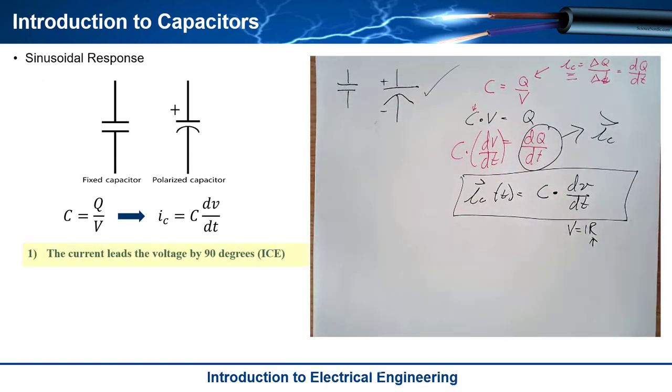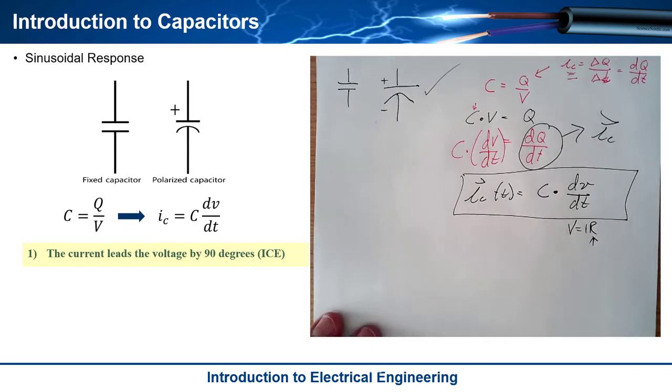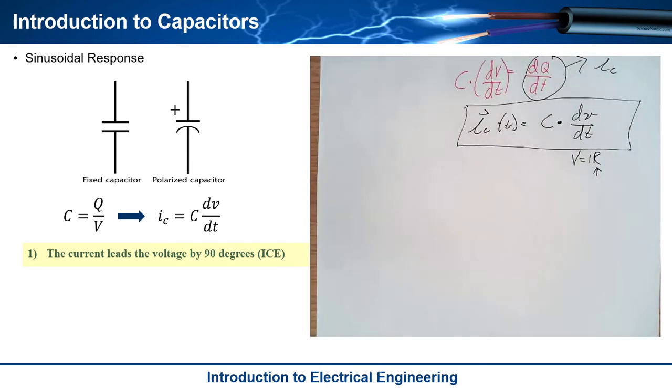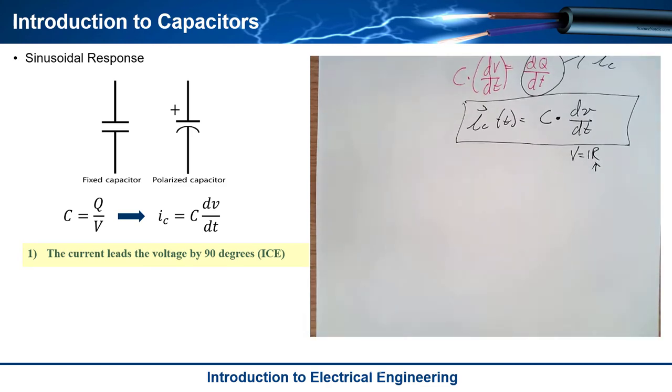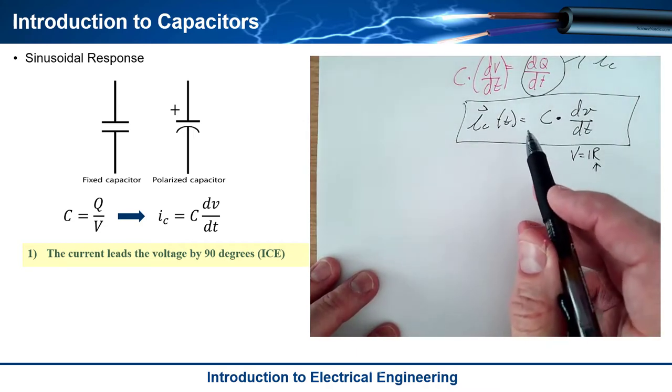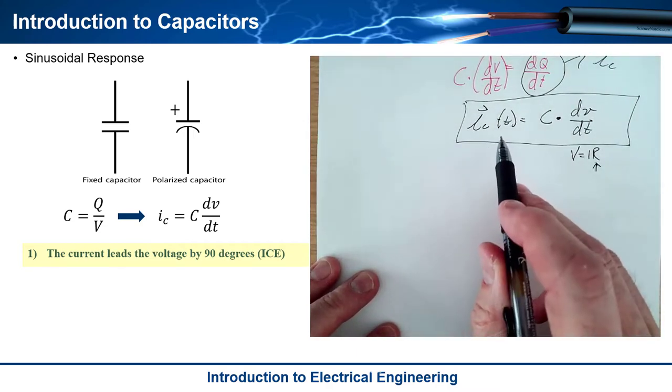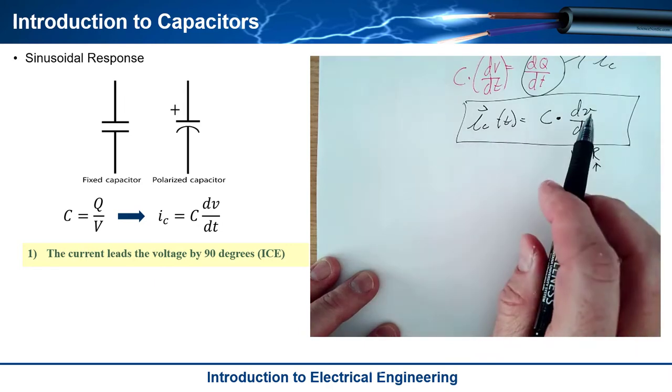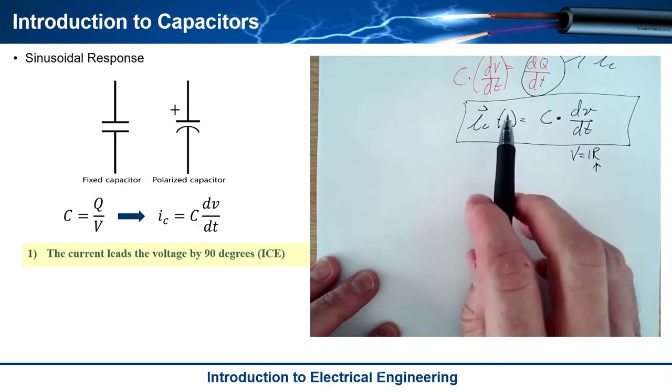Okay, all right. So let's go through some behavior of capacitors, at a very introductory level. One of the first behaviors that pops up is that when you drive a capacitor with a sine wave, you get a phase shift between the current and the voltage, which is always 90 degrees.